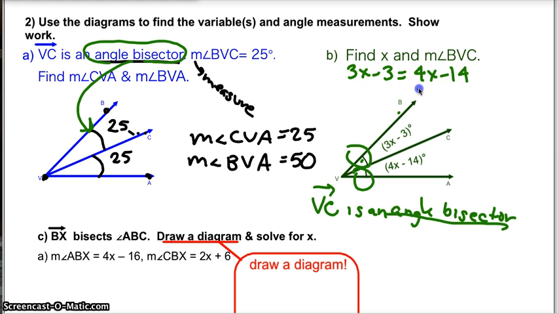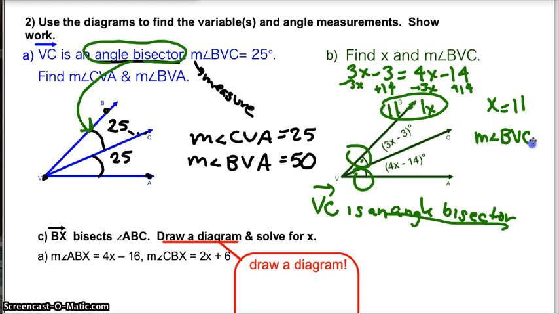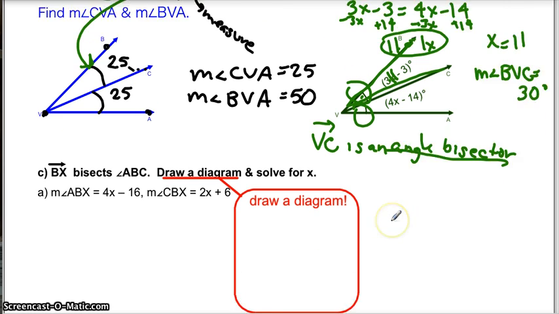Minus 3x, minus 3x. I should probably show my work. So that's going to give me a 1x, add the 14, add the 14, and I end up with 11. So x equals 11. But it's asking you for the measure of angle BVC. BVC is this right here, and if x is 11, well, 3 times 11 is 33, minus 3 is 30 degrees.